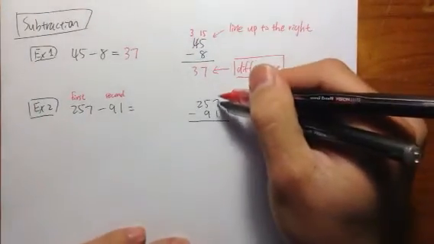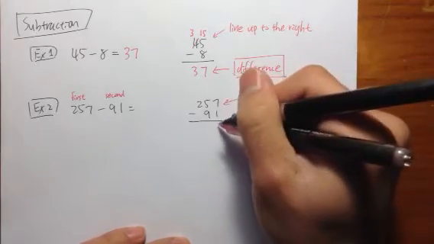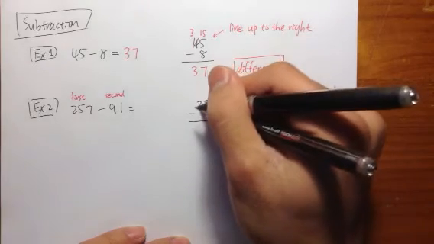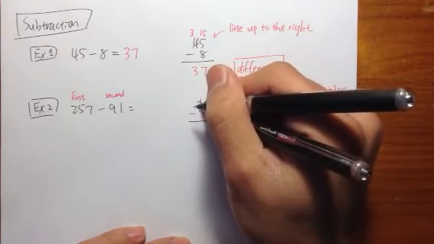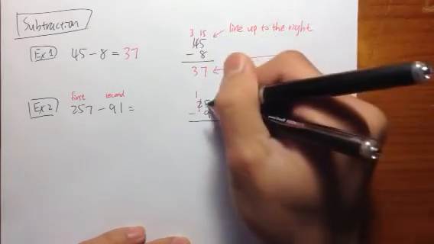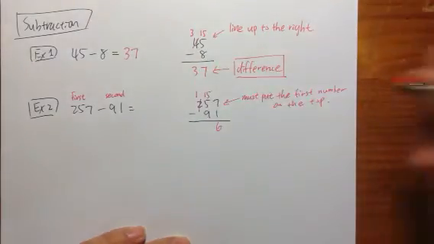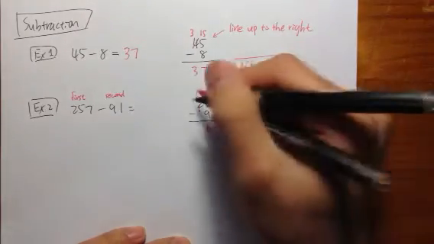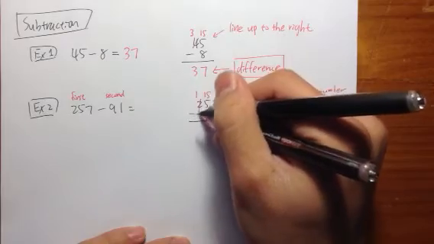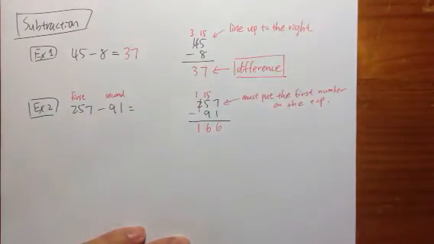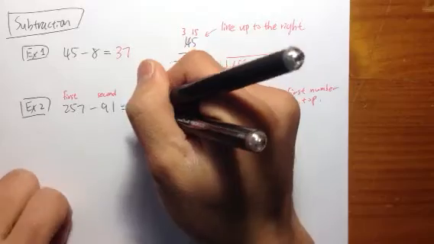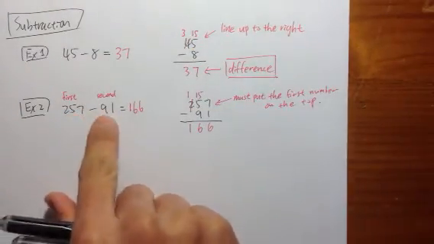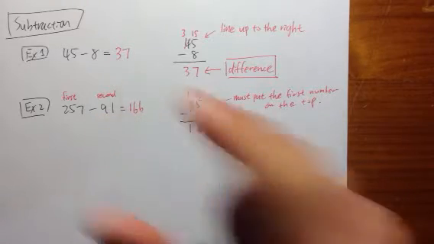Okay? So we have 7 minus 1, it's 6. 5, you cannot take away 9 from 5, so you have to go borrow the 2. So change the 2 to 1 and make the 5 a 15. And look at 15 minus 9, you get 6. Then 1 minus 0 is just 1. So the answer we have is 166. The difference between 257 and 91 is 166.